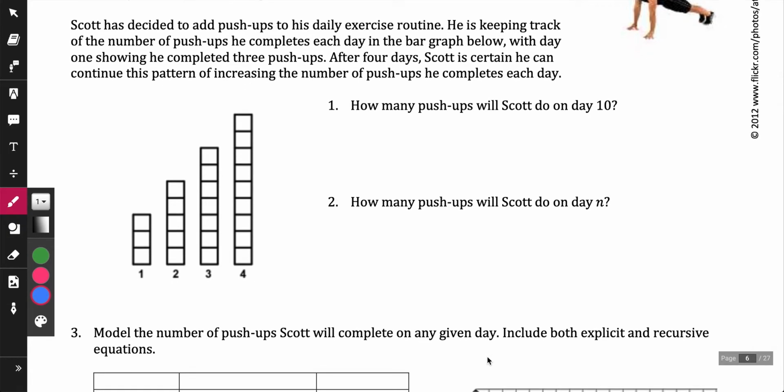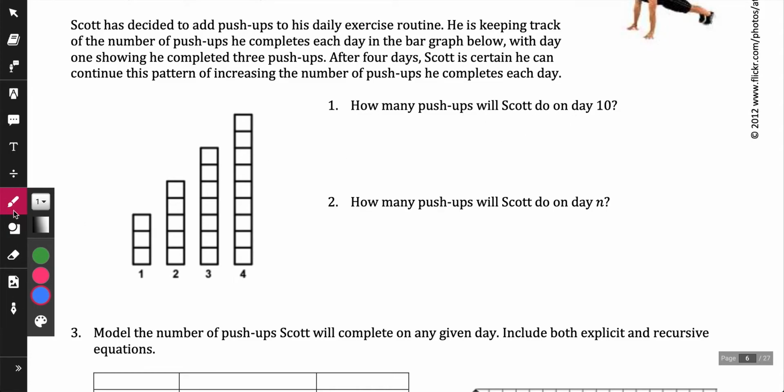Scott has decided to add push-ups to his daily exercise routine. He keeps track of the number of push-ups he completes each day in the bar graph below, with day one showing he completed 3 push-ups. Very impressive. After 4 days, Scott is certain he can continue this pattern of increasing the number of push-ups he completes each day. So if we look at this, how many push-ups will Scott do on day 10?